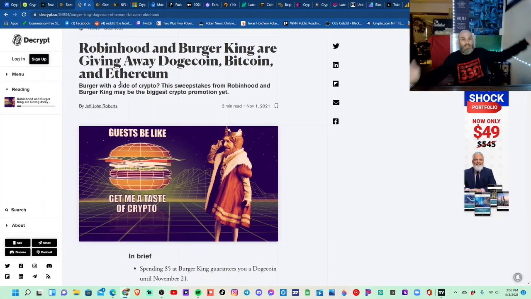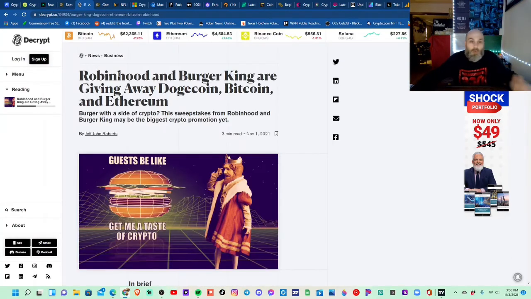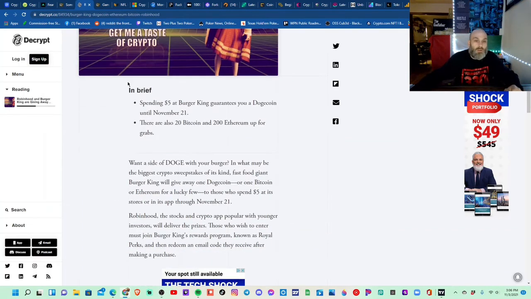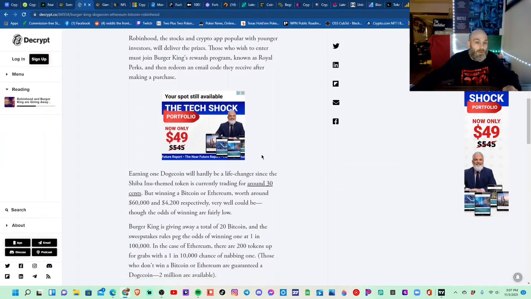So I'm sure everybody and their mother has heard about this. I'm not going to really go over it except to say that Robinhood and Burger King are teaming up and they're going to be giving away crypto. As long as you spend $5 at Burger King, it guarantees you Dogecoin until November 21st. There are also 20 Bitcoin and 200 Ether up for grabs. So, I mean, this is pretty cool.